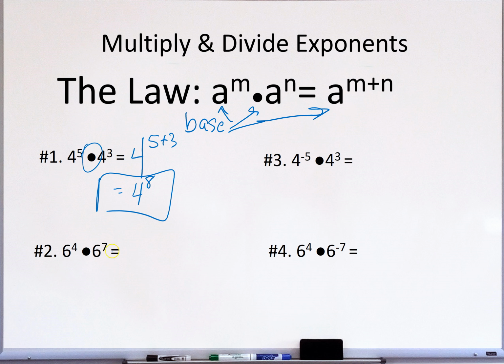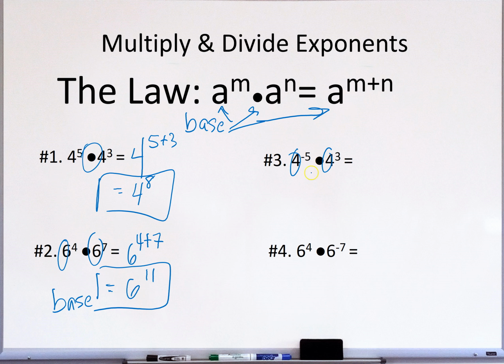Okay, number 2, this is my base. So I keep my base, and all I do is add my exponents. Multiplication, you add the exponents, 6 to the 11th power, or 6 to the power of 11.